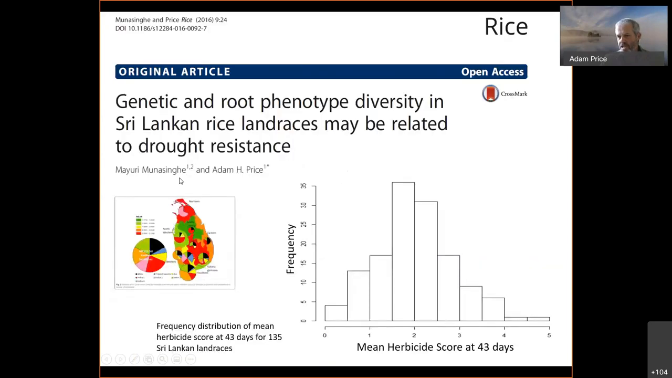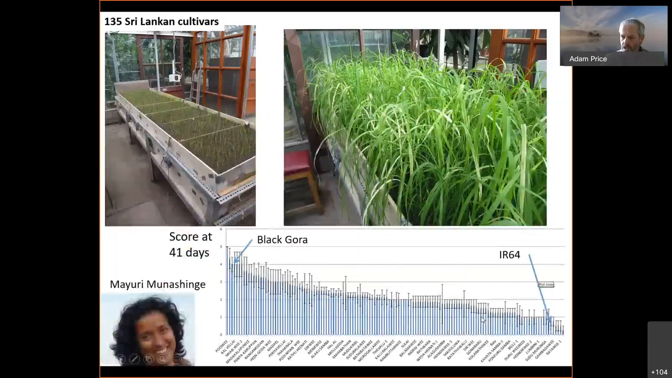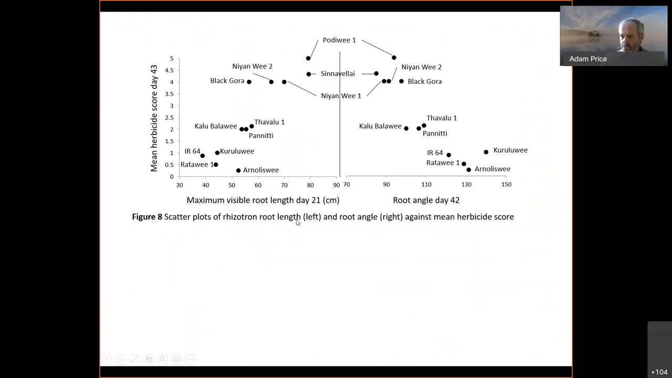But this is another example of using it. This is a study of genetic variation in Sri Lankan cultivars. You see here 135 Sri Lankan cultivars, very different herbicide scores. So this is Mayuri who did this study. Black Gora is again dead, IR64 not dead. Big differences between them. Mayuri also did rhizotrons, so this is a comparison of the herbicide score against rhizotron visible root length and root angle, and you see this is such a beautiful correlation. One of the things I really like about this correlation here is it showing Nianhui. This is the variety I mentioned at the beginning. It's a deep-rooted, drought-resistant cultivar.